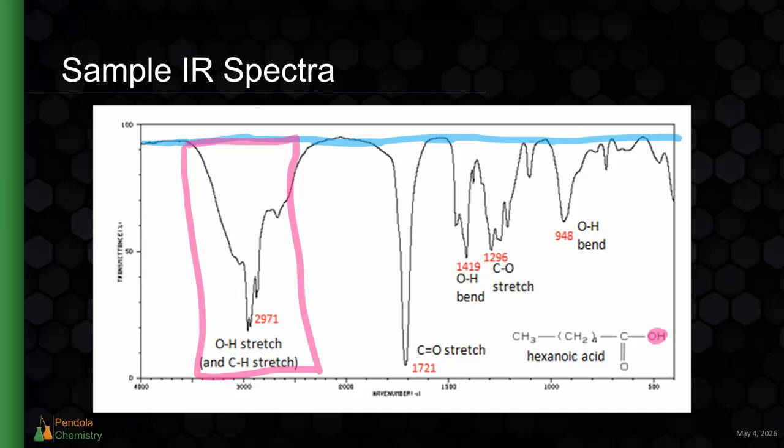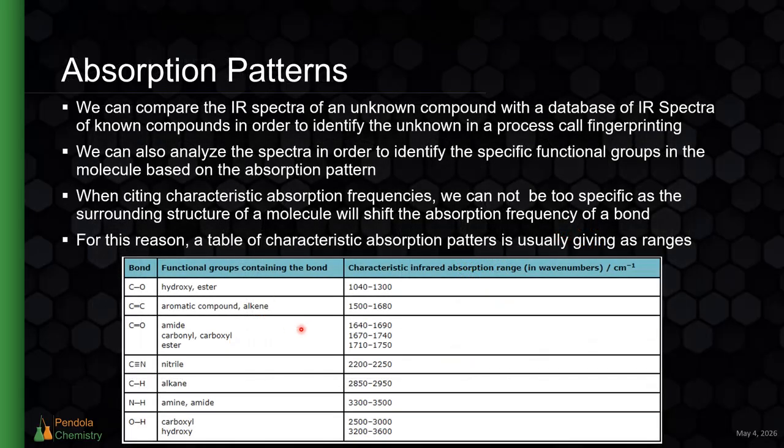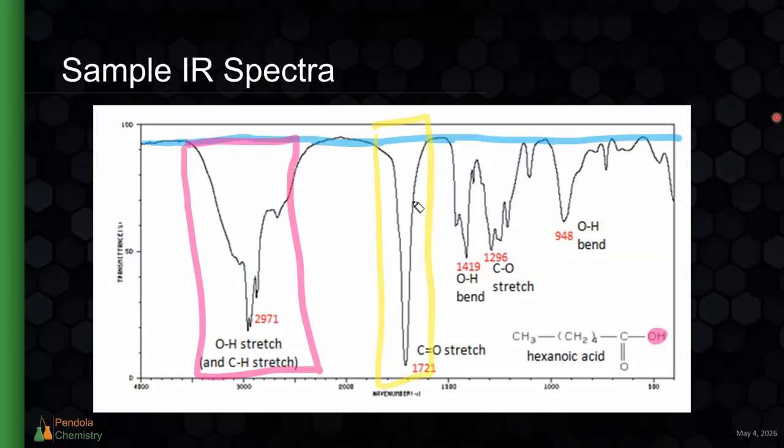We also see our CO. Here's another very significant dip at 1721. If we look at that chart that we had earlier, let me pull that back up, we see that 1721 is around the area where we get those C double bond O's for esters and carboxylic acids. So this right here, in yellow, that 1721 is actually the carbon double bond oxygen, the carbonyl for a carboxylic acid.